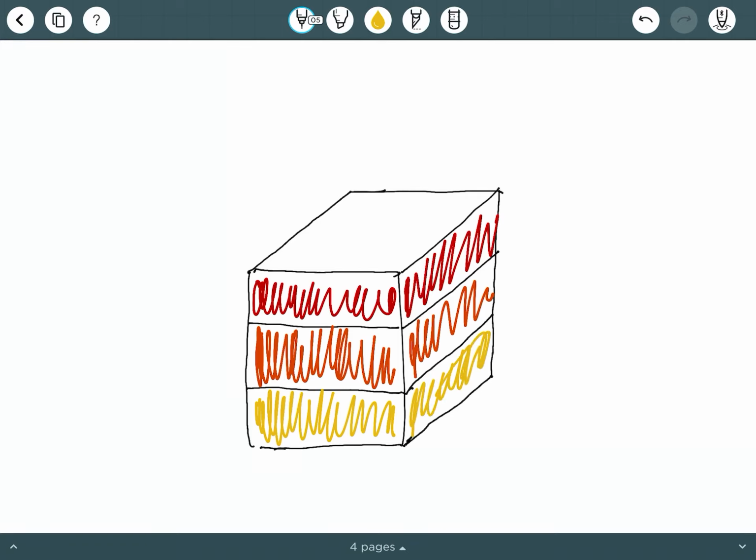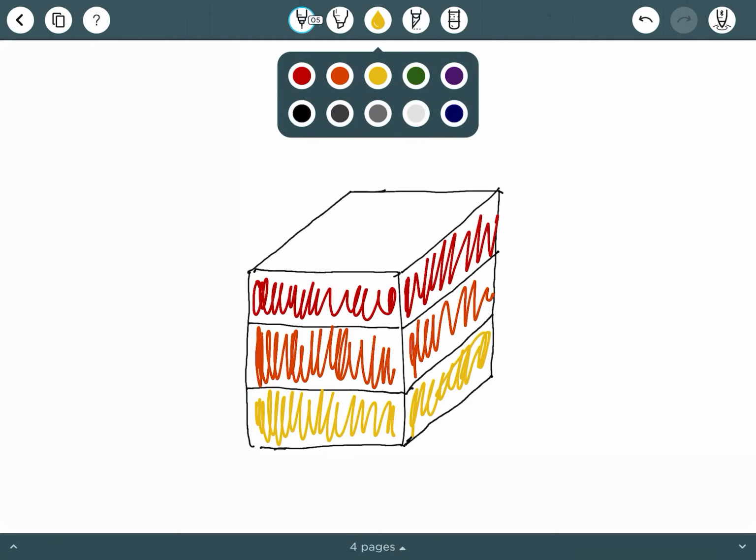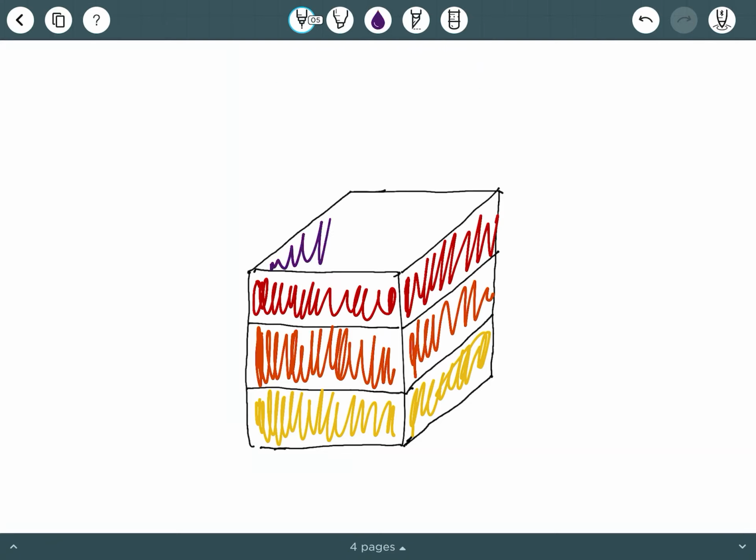So if we are talking about the top of this cake, which is going to have purple frosting on it, beautiful and delicious.